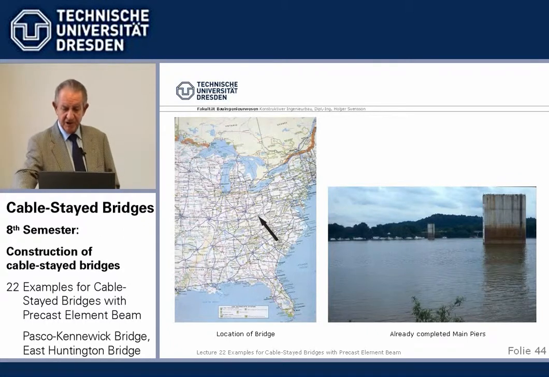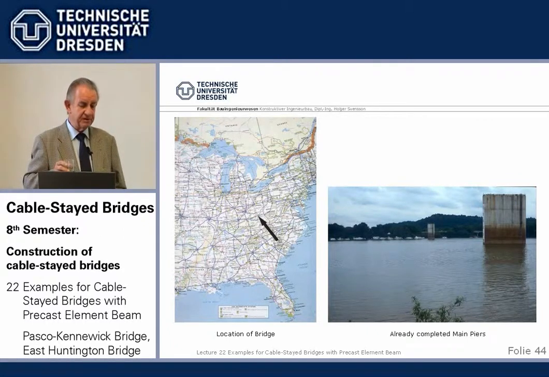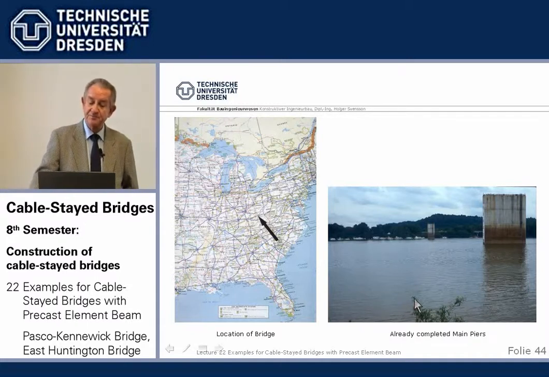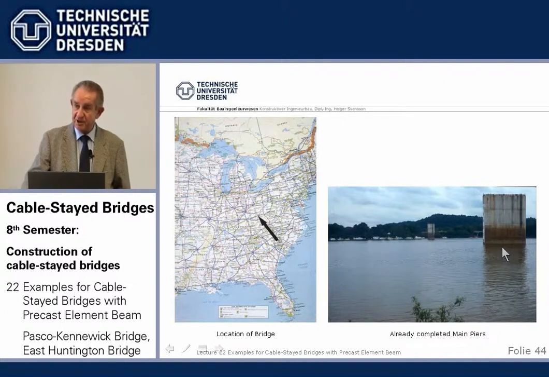Very briefly now, similar but with some differences, a bridge across the Ohio River, West Virginia. You know all the beautiful songs which describe West Virginia, and I've been there several times, and it really is a beautiful, beautiful landscape. Now, the speciality was, when we started to design the bridge, the main piers were already cast. Well, how that?